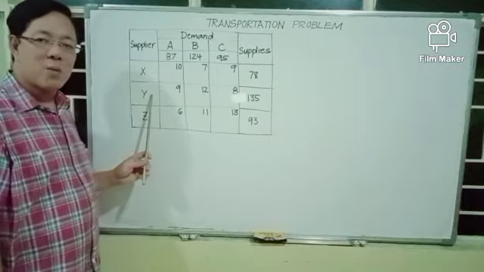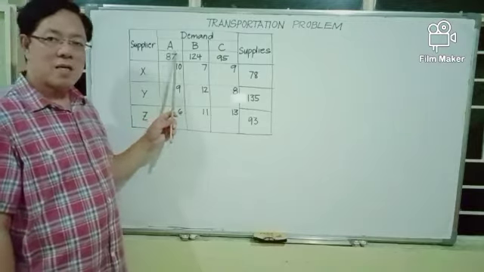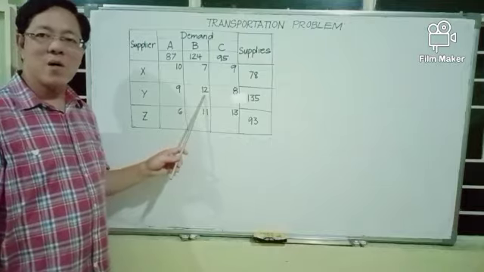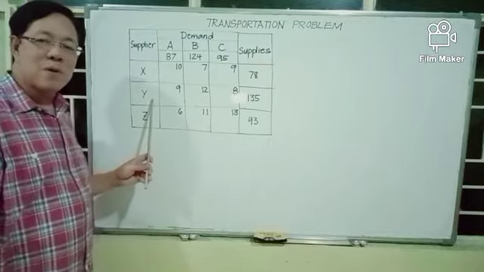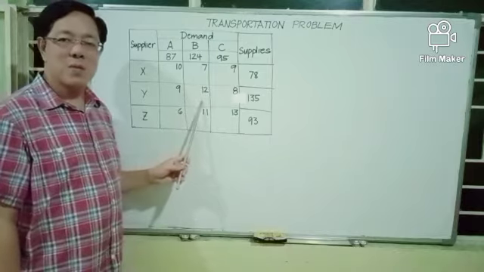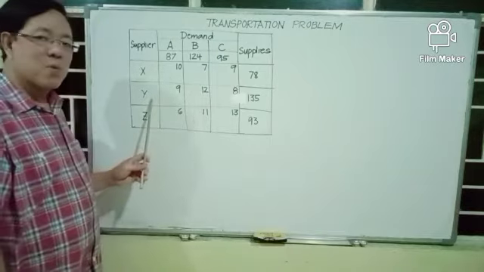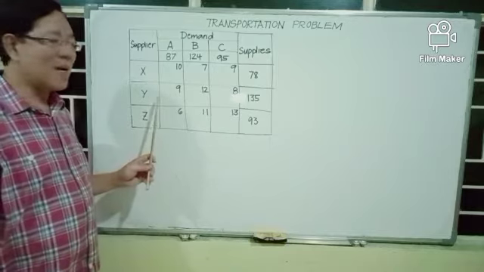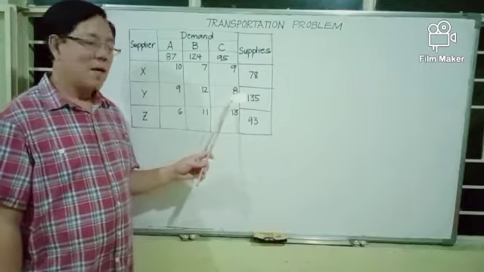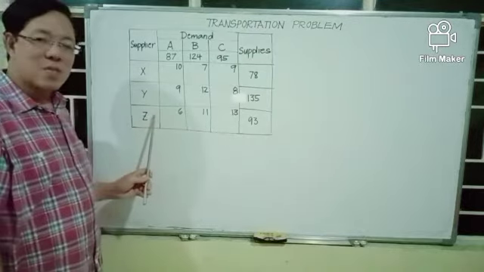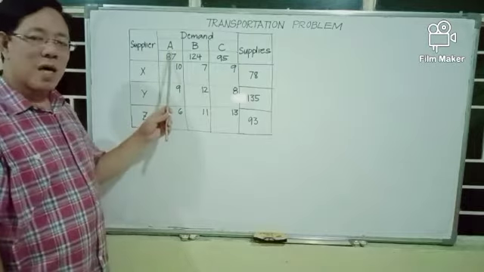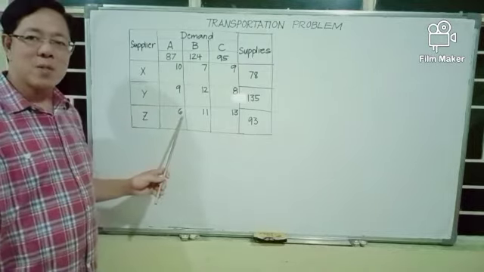And 9 here is the cost of transporting one unit from supplier Y to customer A. And 12 pesos here means that the cost of transporting one unit from supplier Y to customer B is 12 pesos per unit. And the cost of transporting one unit from supplier Y to customer C is 8 pesos per unit. The cost of transporting one unit from supplier Z to customer A is 6 pesos per unit.